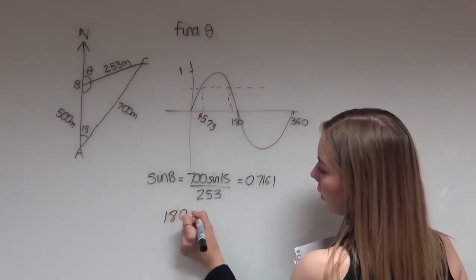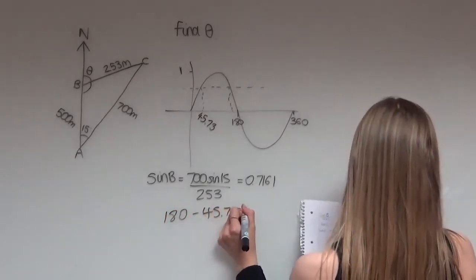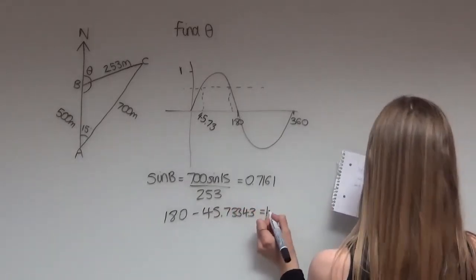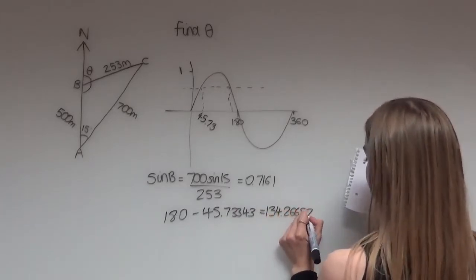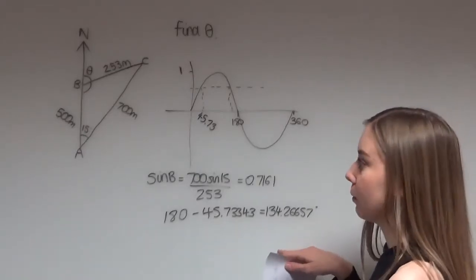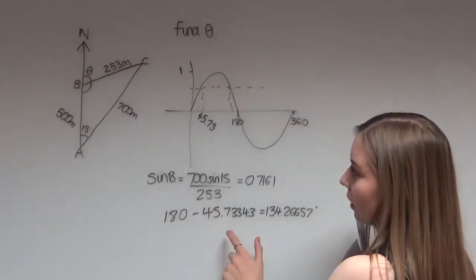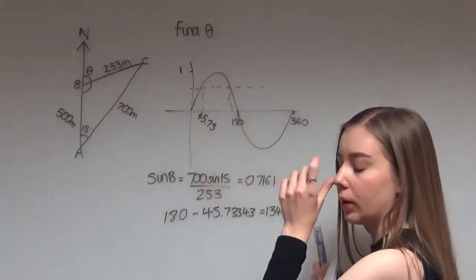45.73. And that gives us an angle of 134.26657 degrees. And that is the actual angle of b. So that's something to look out for. Always look at your triangle before just putting an answer down, because it could be that you have to look at the sine graph to work out what the actual angle is.